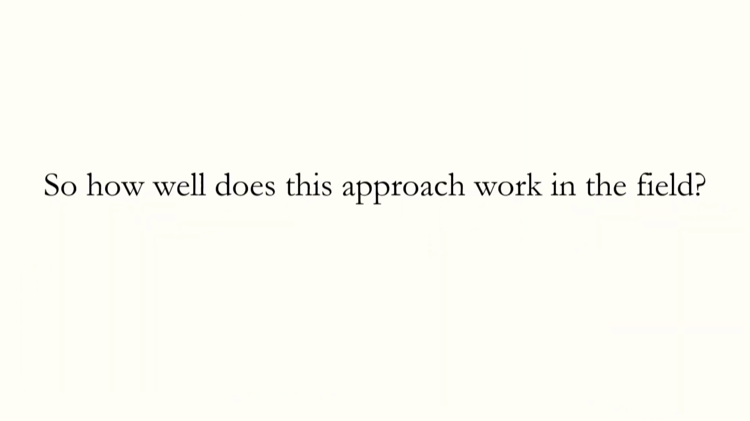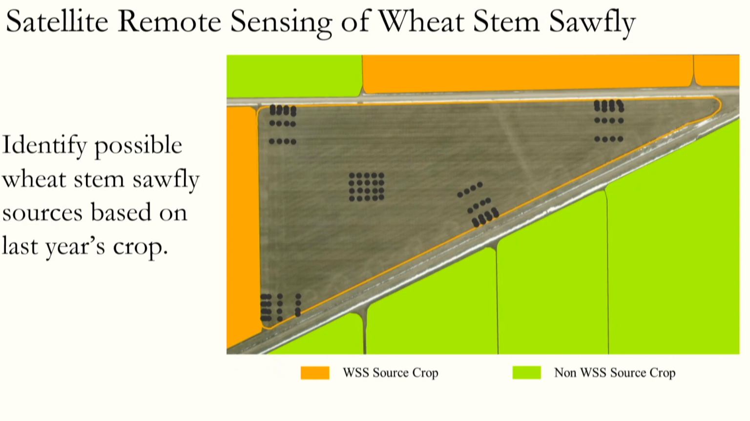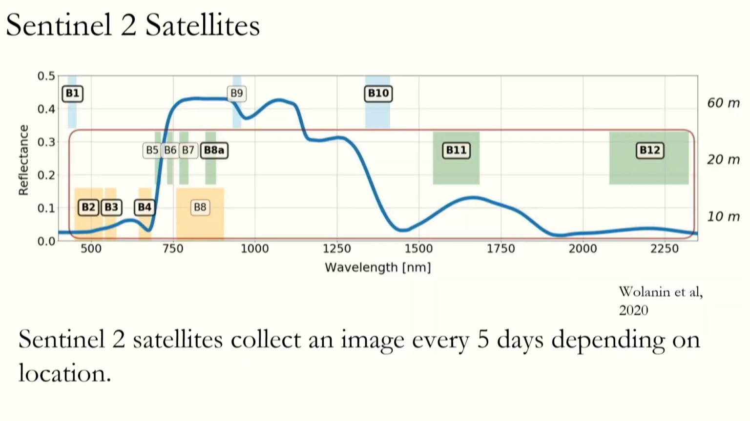And so with the rest of my time, I'd like to briefly present using this approach in the field. And so back to that field I was talking about earlier, this was 32 hectares seeded to a hollow stem variety of winter wheat called Brawl. Again, we grabbed 100 samples, and when we were grabbing those samples, one thing I thought about is where was last year's wheat? Because I wanted to make sure that I was capturing the vectors of the areas where sawflies might be entering that field. And then, of course, I grabbed one big block of samples from the interior.